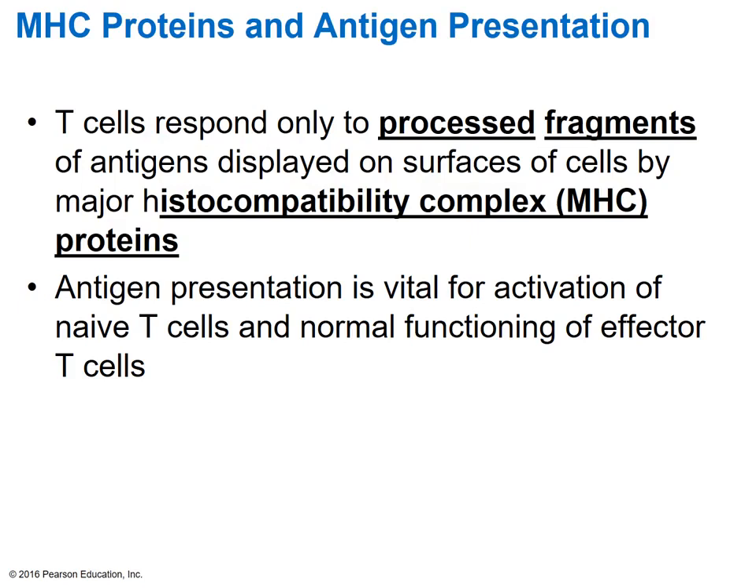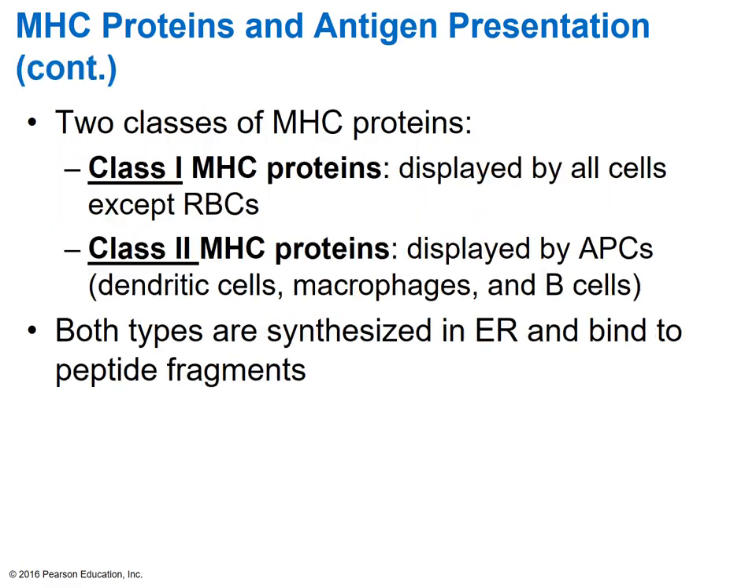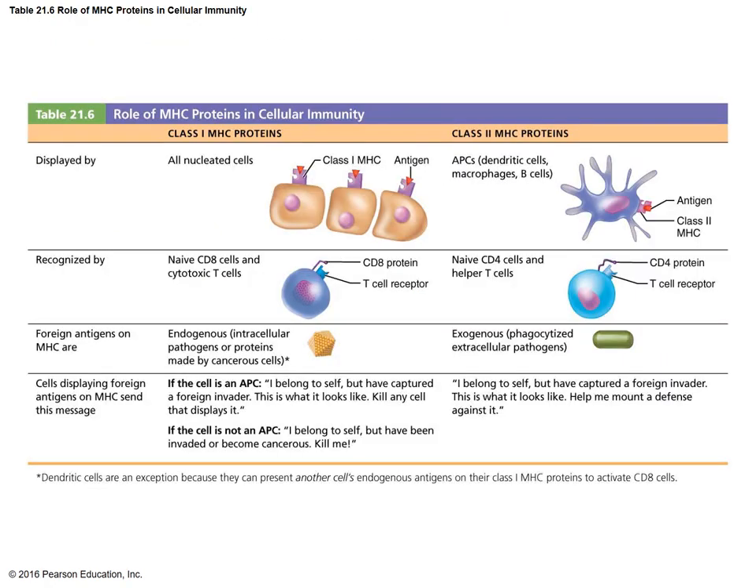Now the T cells are only going to respond not to the entire foreign substance, just to a piece of the antigen that's displayed on the surface along with that MHC complex. So there's class 1 and class 2. The class 1 MHC proteins are displayed on all cells except for the red blood cells, and the class 2 MHC proteins are displayed by the antigen-presenting cells, your dendritic cells, macrophages, and B cells. So both of them are synthesized and will bind to these fragments.